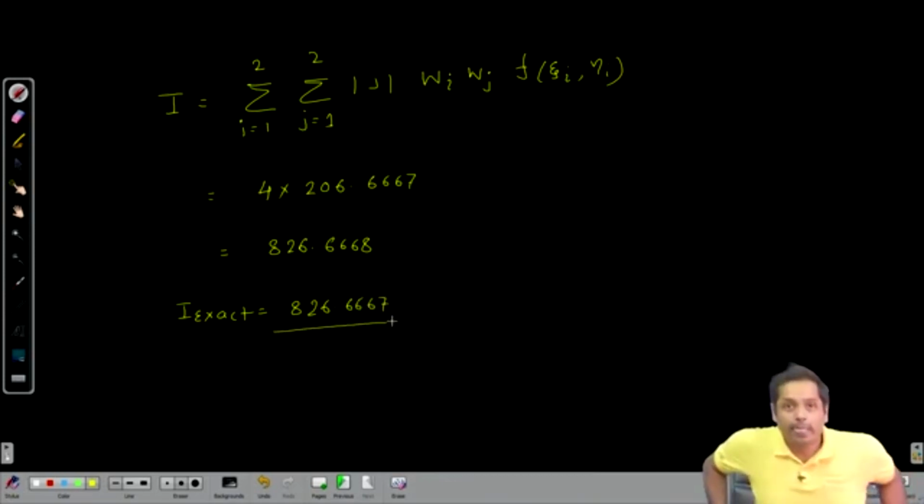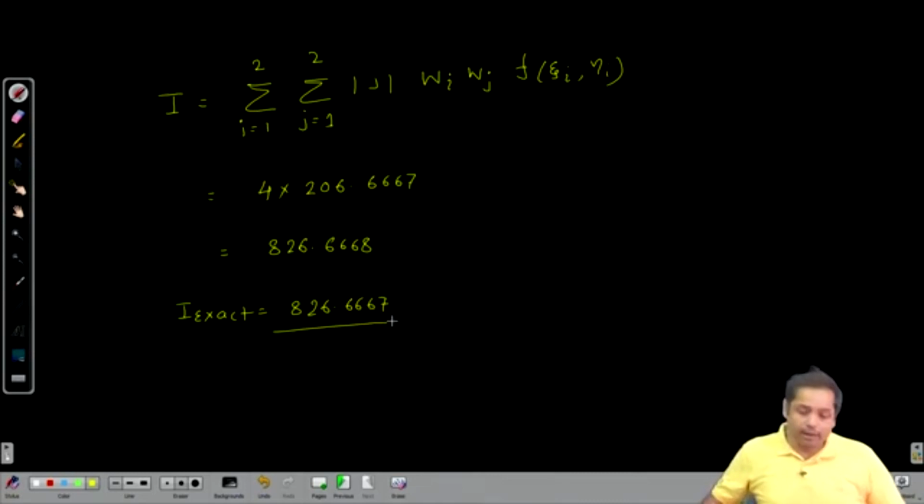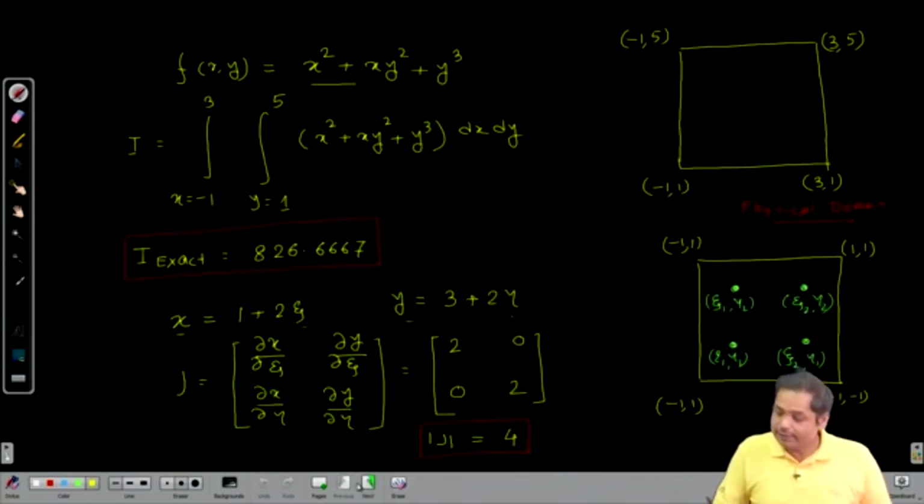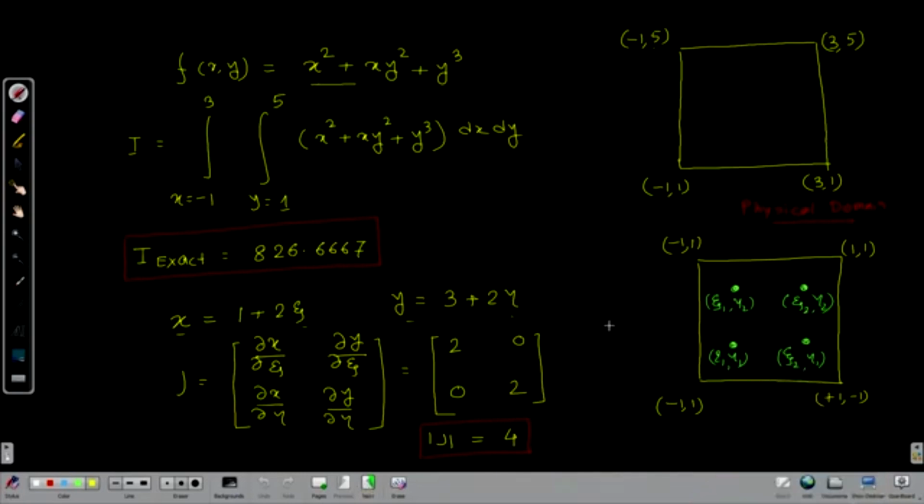Okay, so this is how we can apply this Gauss quadrature rule for quadrilateral element as well. Now, as I said, in this case our map is very straightforward. By looking at it we can develop the map, but you can have a system like this.